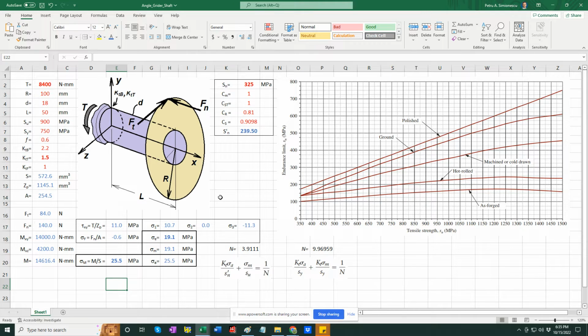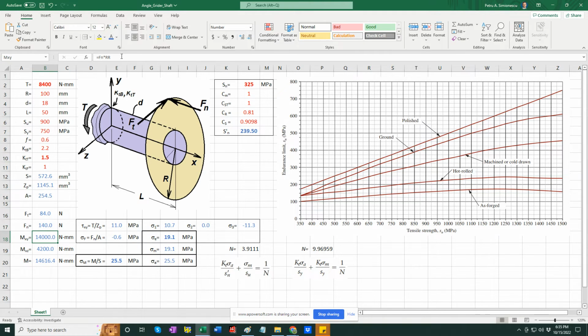The shaft is subject to steady compressive stress, steady shear stress due to the torque, and then bending in two planes. One is the vertical XY plane, and this is a pure bending with moment Fn times the radius. And then we have bending in the horizontal XZ plane, and that's due to the tangential force being applied at distance L. So the bending moment here is Ft times L.